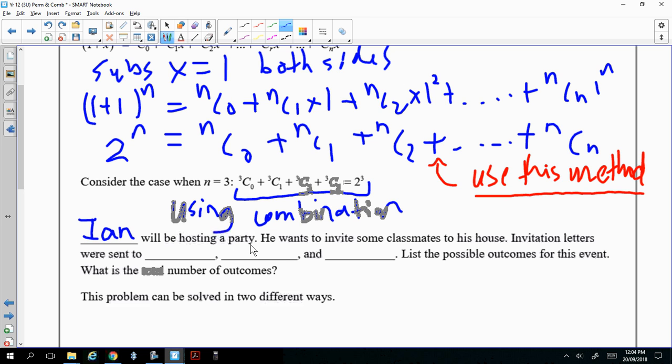He wants to invite some classmates to his house. Invitation letters were sent to 3 people, so we're going to randomly select 3 people. So maybe we're going to select Megan.